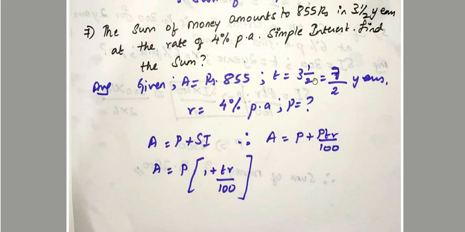They have given the time 3.5, which can be written as 7 by 2 years. 3 2s are 6, 6 plus 1, 7 by 2 years. Rate is 4% per annum. Principal you're supposed to find out.